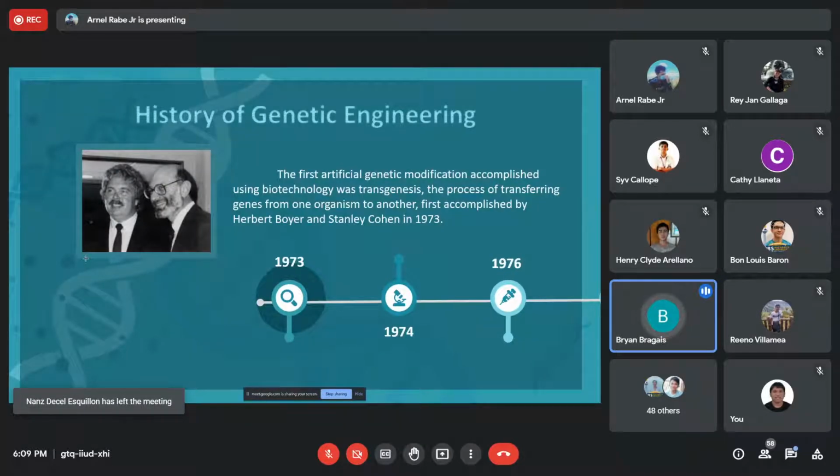Genetic engineering is the science of manipulating genetic materials of an organism. The first artificial genetic modification accomplished using biotechnology was transgenesis, the process of transferring genes from one organism to another, first accomplished by Herbert Boyer and Stanley Cohen in 1973.